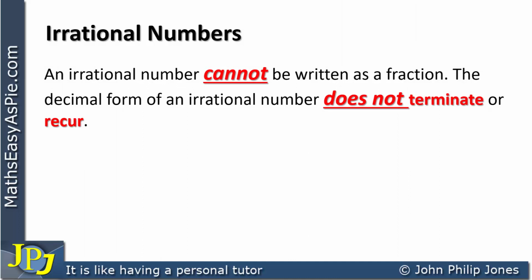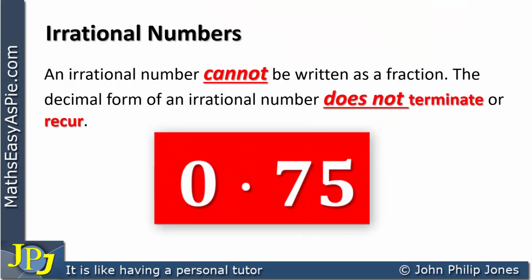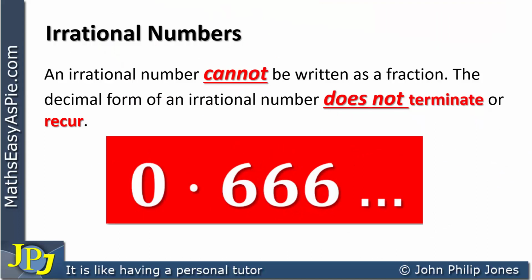An irrational number cannot be written as a fraction. We discovered that already. The decimal form of an irrational number does not terminate or recur. In other words, 0.75, which is an example we've looked at in this video, terminates. Now, an irrational number will not terminate like that. We've also got 2/3 being 0.666 recurring. We carry on writing the sixes. An irrational number does not recur in the way in which I've just described.